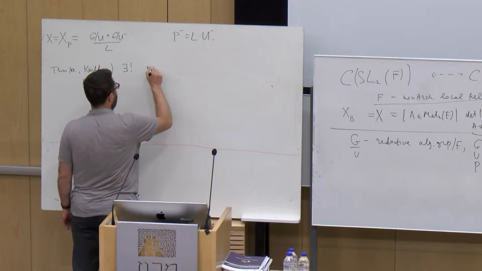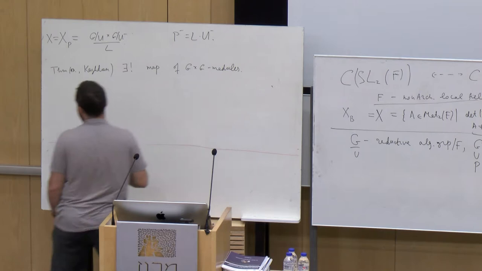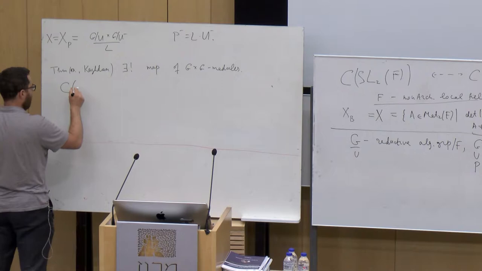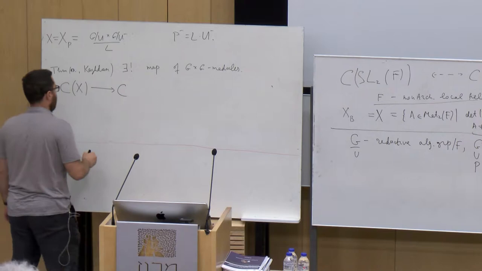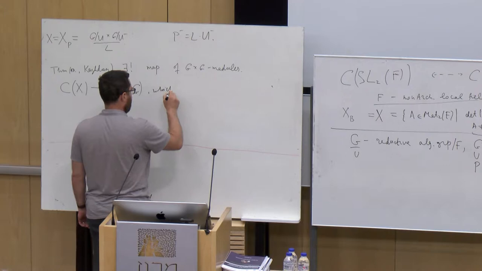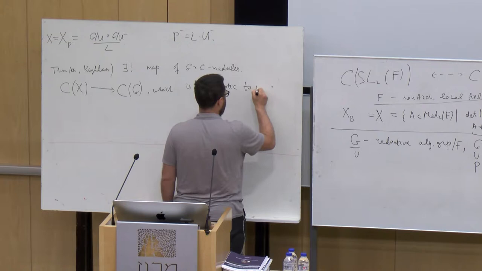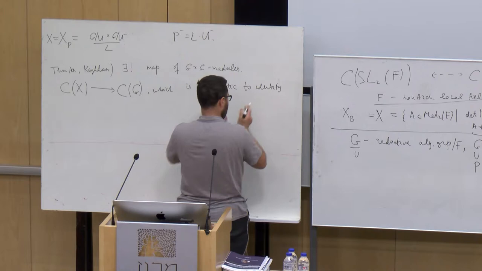of G times G modules from functions on X to functions on G, which is characterized by it being asymptotic to identity at infinity.